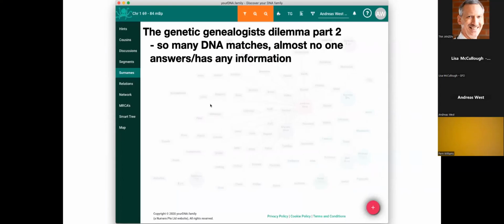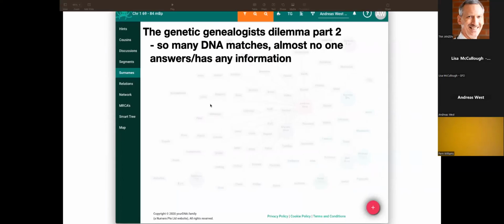Now, the second one is that we actually have quite a large number of genealogists that we can contact through whichever messaging system there is. I mean, each and every direct-to-consumer company that we test with has a messaging system. Some are better, some are worse. But the thing is that most of the time, nobody answers.